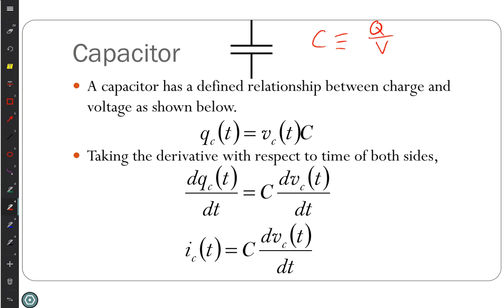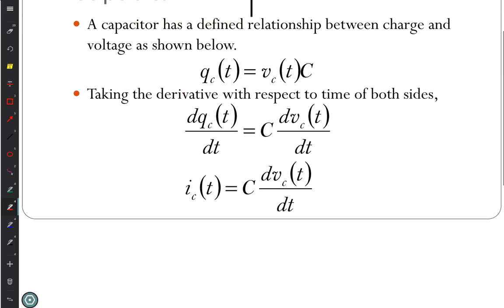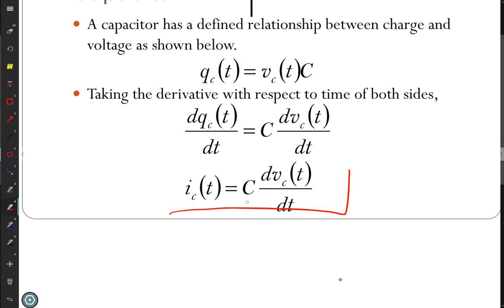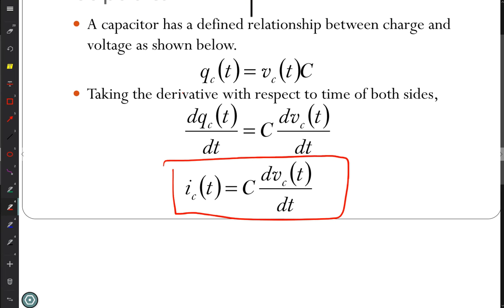So given this relationship, we can write the charge at any time is equal to the voltage at any time multiplied by the capacitance. And when I said the charge, I meant the charge on one plate. When I said the voltage, I meant the voltage difference between the plates. And then given this equation, all I have to do is take the derivative of both sides, and I'll get current on the left side. So if I do that, I'll have the equation that says the current through a capacitor is equal to C times the derivative of the voltage across the capacitor.